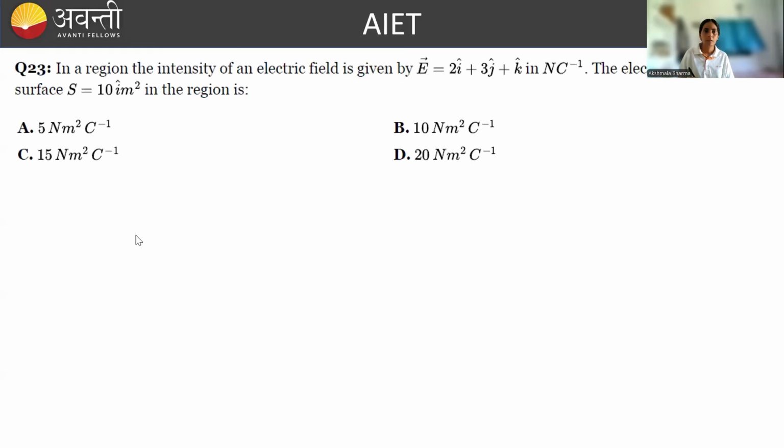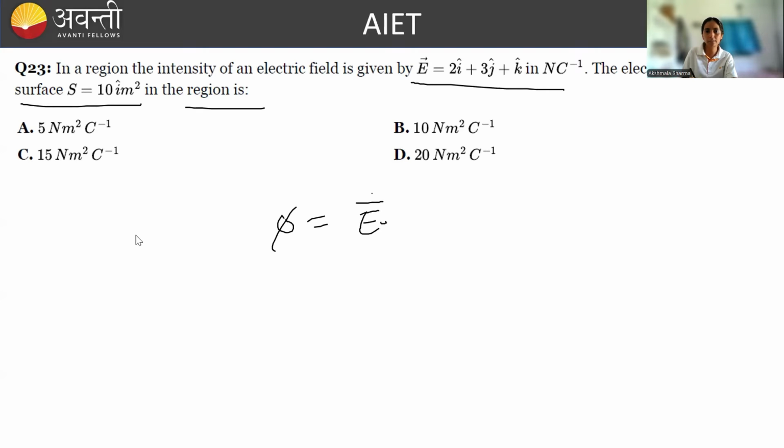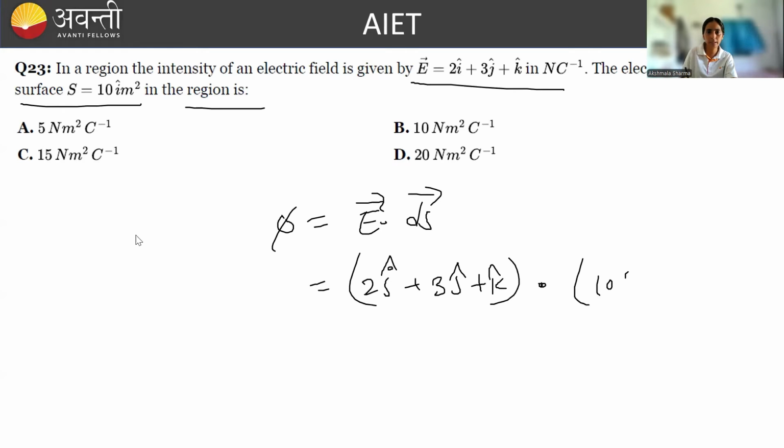In a region, the intensity of electric field is given as this. What will be the electric flux through a surface in the region? The formula for flux you already know, that is E dot dS. The questions are too easy, right? What value of E will you write? 2i cap plus 3j cap plus k cap, dotted with 10i cap. If you calculate its dot product, it will become 20.